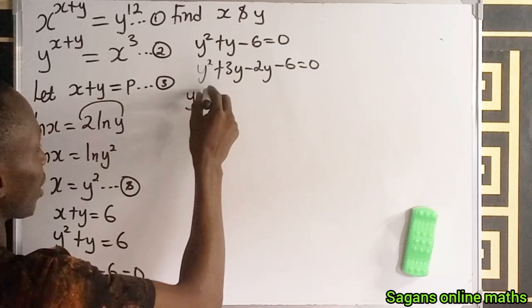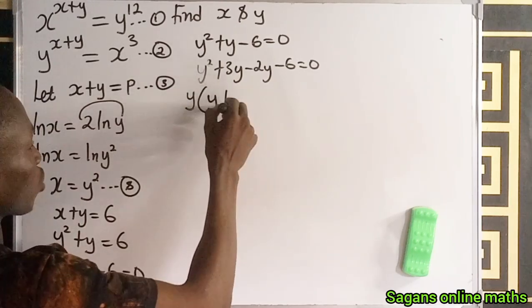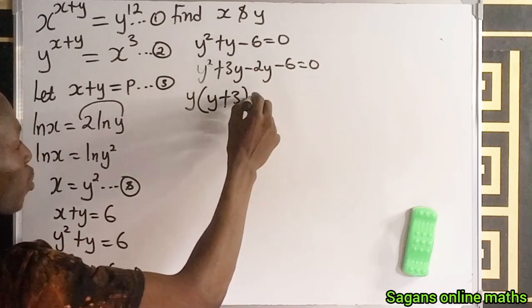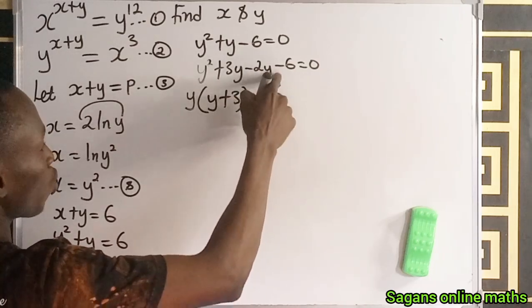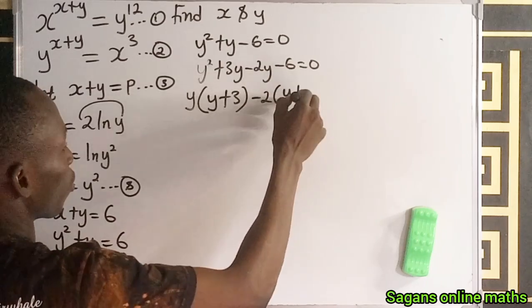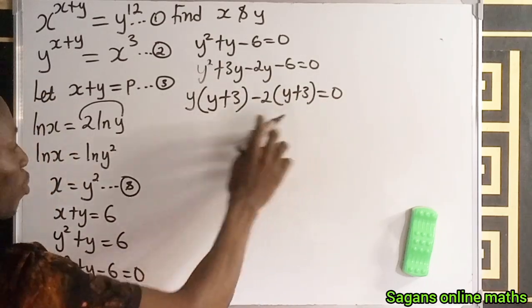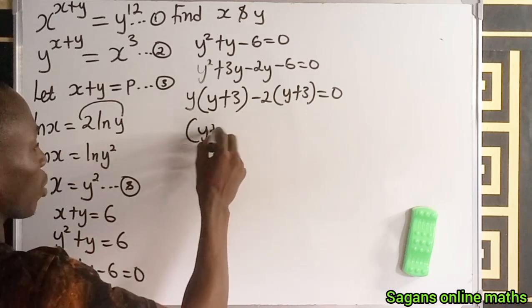Y is common. We bring out y: y squared divided by y will give us y, 3y divided by y will give us plus 3. Now what is common here? Minus 2 is common: minus 2y divided by minus 2 gives us y, and minus 6 divided by minus 2 gives plus 3. Everything equals 0. From here we can see that something is common. What is common? Y plus 3 is common, as you can see.